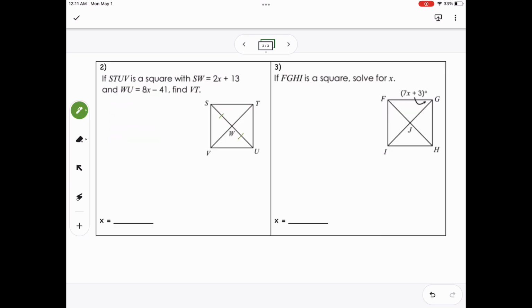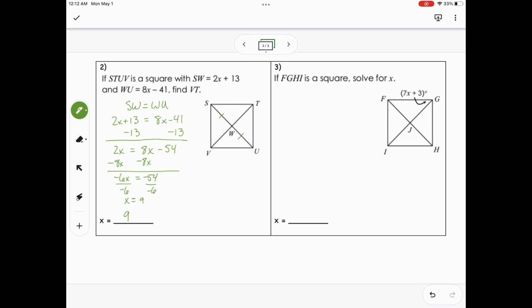Example 2: if STUV is a square with SW equal to 2x plus 13 and WU equal to 8x minus 41, we want to solve. In order to solve, we must subtract 13 from both sides. That'll give us 2x equals 8x minus 54. Then we subtract the 8x to put like terms together, which gets us negative 6x equals negative 54. Dividing by negative 6 gets us an x value of 9.